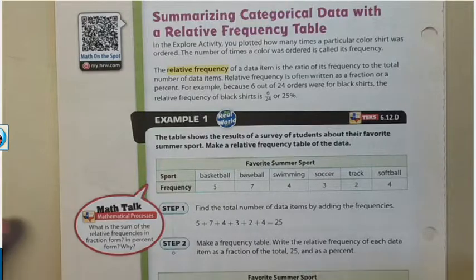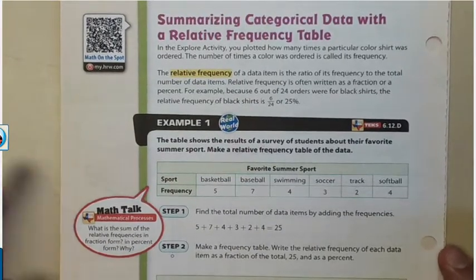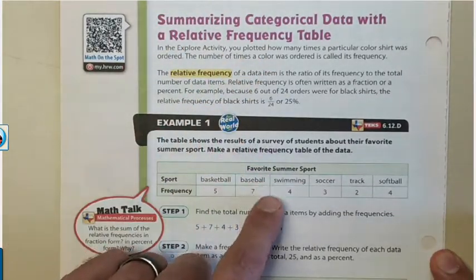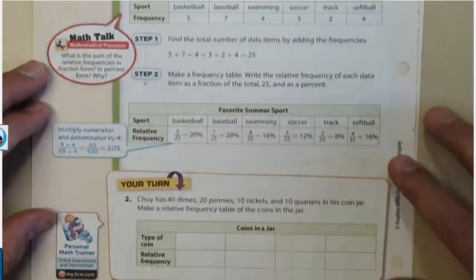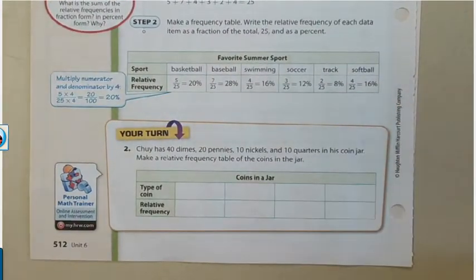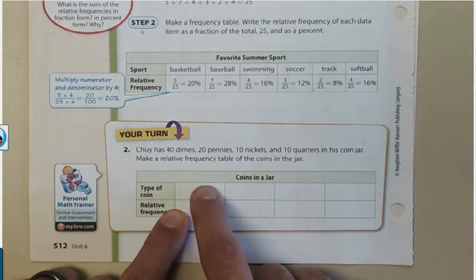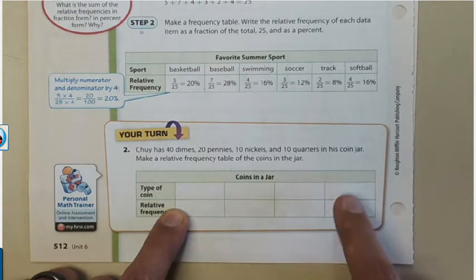Alright, here's page 512. I want you to read through the entire set of notes. There's nothing really to copy down. After we're done with our guided practice, I do want you to go back and try your turn on your own. Bring it to class so we can go over it.